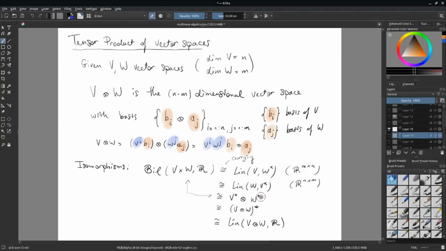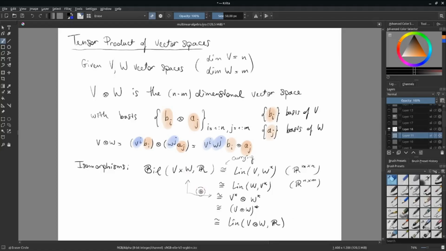And again, because I have the same dimension, this is isomorphic to the tensor product of V star and W star. And by some trickery, I can say, okay, it's just the dual of V tensor W. And this itself is just isomorphic to the space of linear maps from the tensor product V W to R.